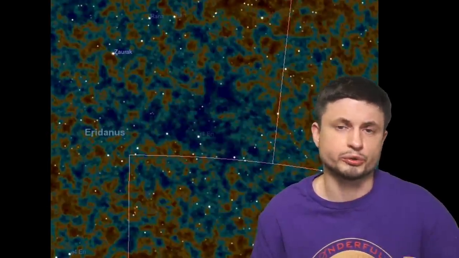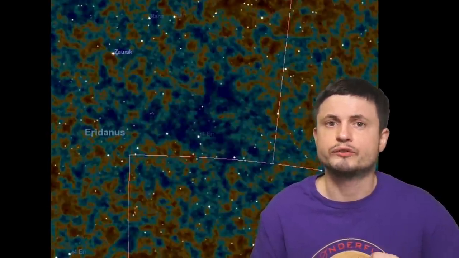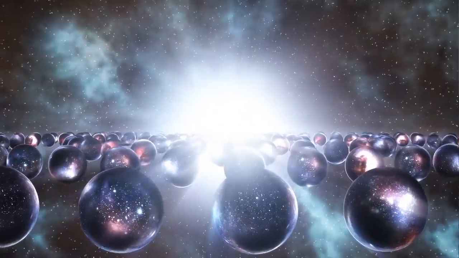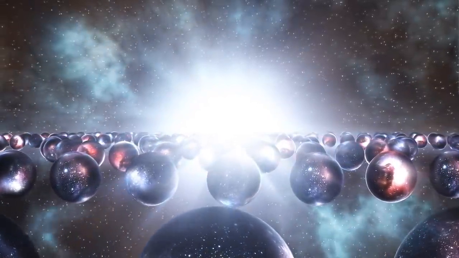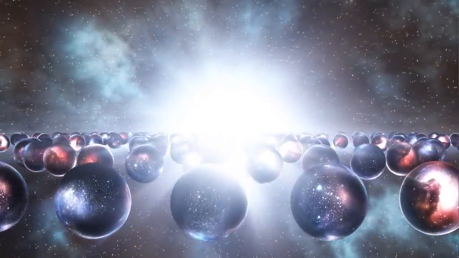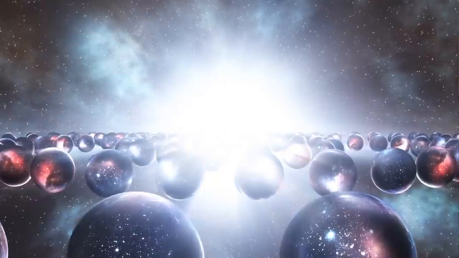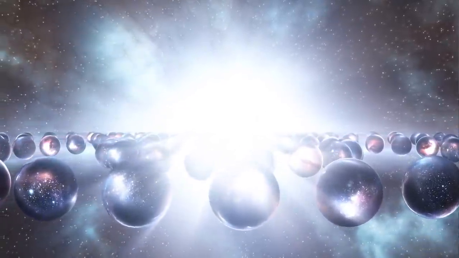One of the more unusual sort of explanations in this case involved multiple universes. In this case, at least one scientist made a somewhat controversial claim that it could maybe be some sort of an imprint from another universe that seems to be beyond our own.